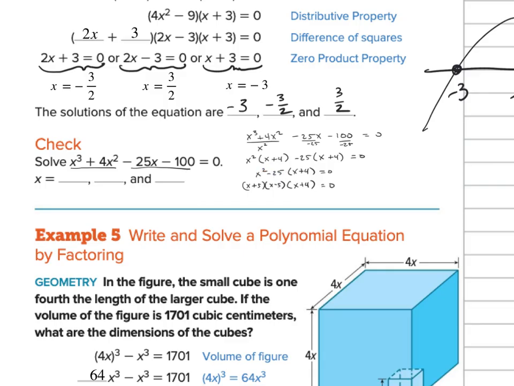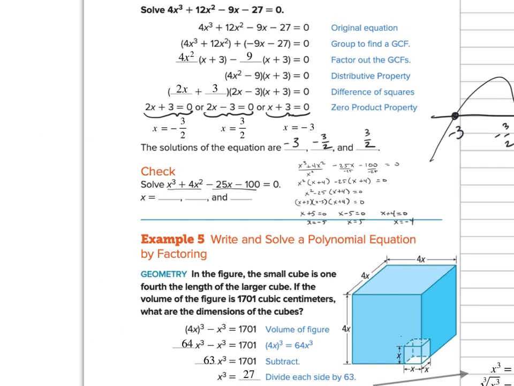So when we see that, now you can solve, and I know that x plus 5 is equal to 0, x minus 5 is equal to 0, and x plus 4 is equal to 0. And then, of course, x is equal to 5, x is equal to negative 5, and x is equal to negative 4. Those are my solutions. Negative 5, negative 4, and 5. Those are the three solutions that we would see if we graph this.